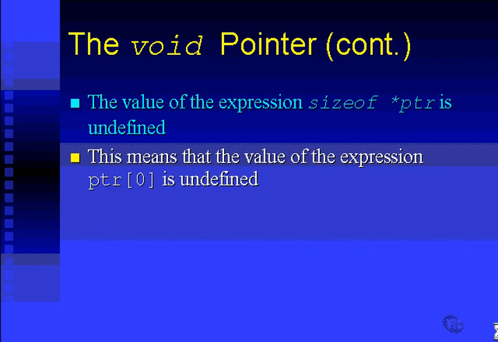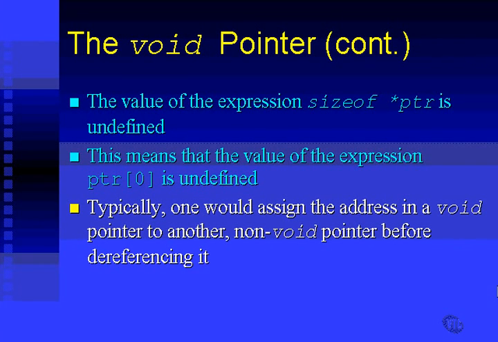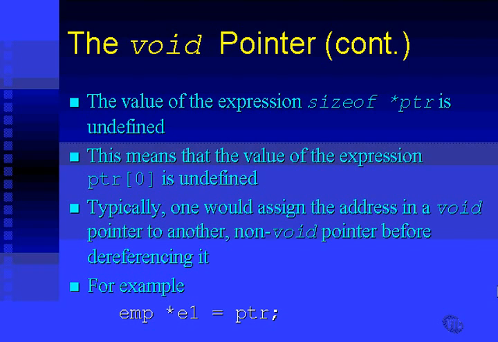If you have a void pointer and you need to use it in some way, you need to actually dereference it, which means you need to use the object at that address, then create a second pointer. The second pointer would be a non-void pointer, and then simply assign the address in the void pointer to the address in the non-void pointer, and then continue to use the non-void pointer, like so.